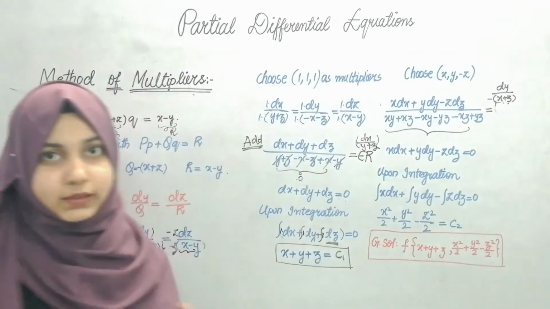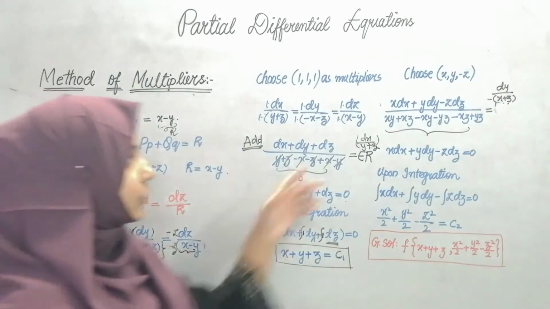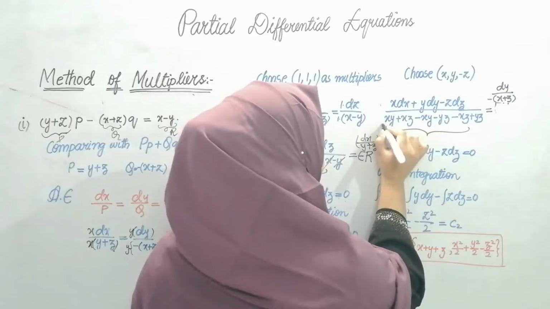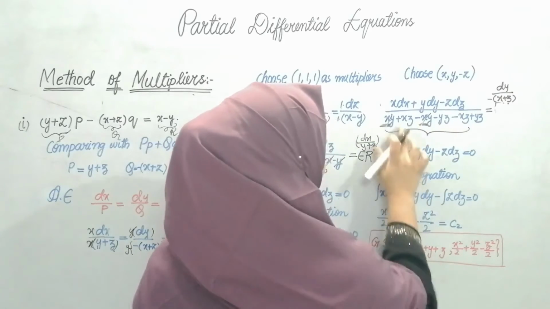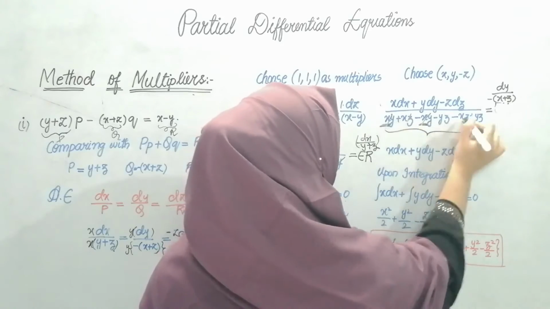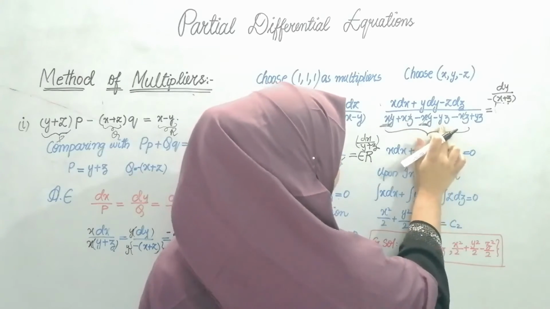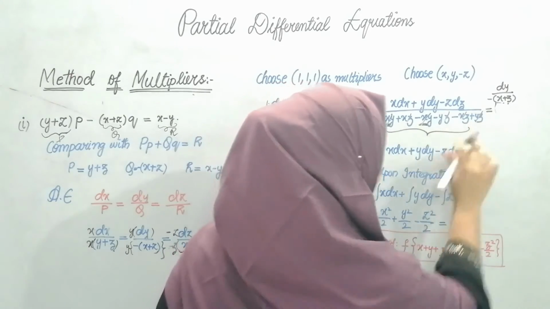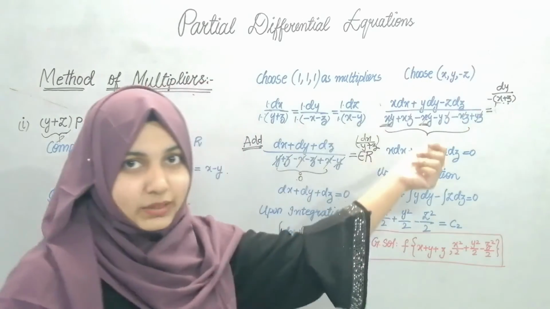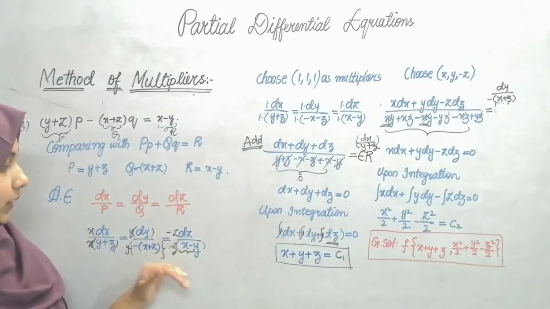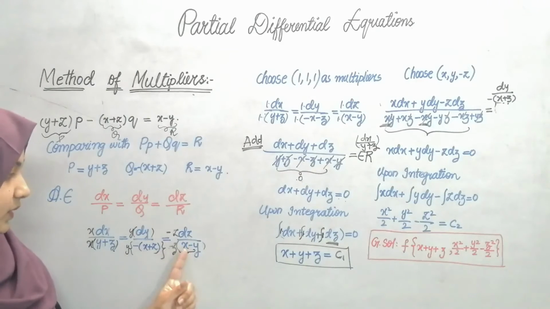Okay, done. I think this is clear. So now if you see here, plus xy minus xy gets cancelled, plus xz minus xz gets cancelled, minus yz plus yz gets cancelled. Understood why I'm multiplying with minus z? If I would have multiplied with plus z, I couldn't cancel these terms.